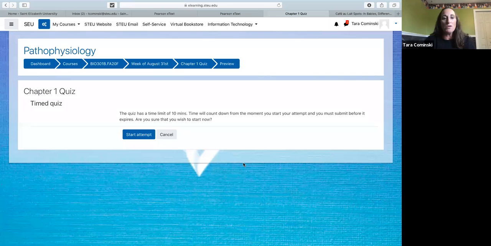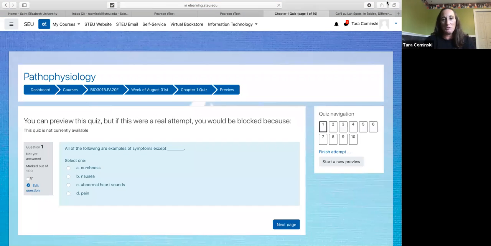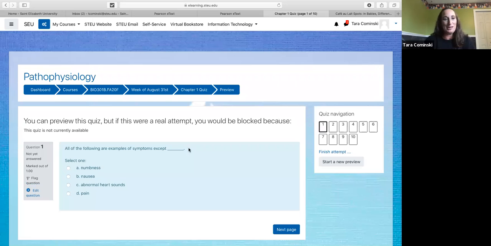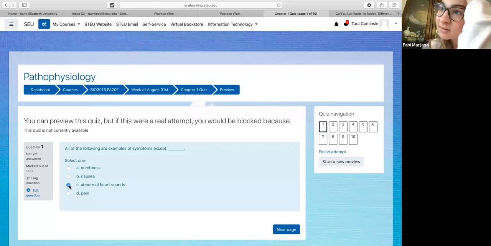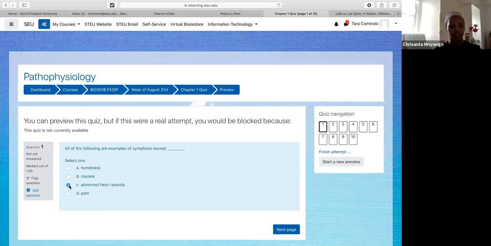All right, so let's go over that chapter 1 quiz. You guys ended up being able to do multiple attempts for that, so I won't do that for the next one. All the following are examples of symptoms, except which one? Which one's not? What do we call C? Sign. So what's the difference? What's the difference between a sign and a symptom?